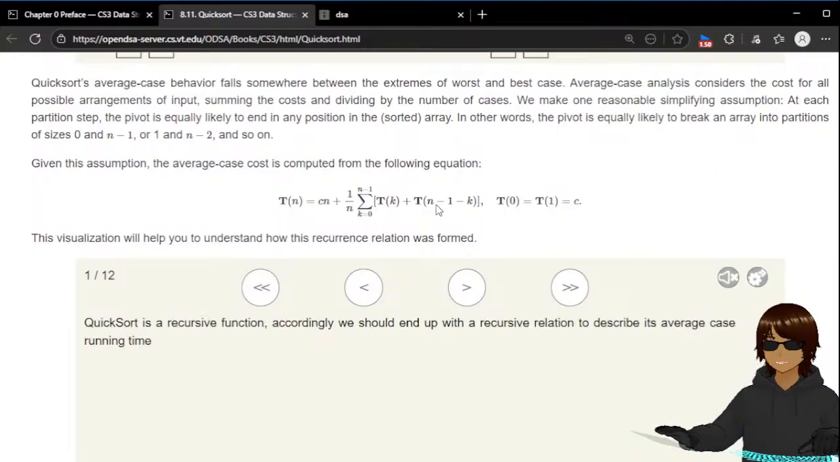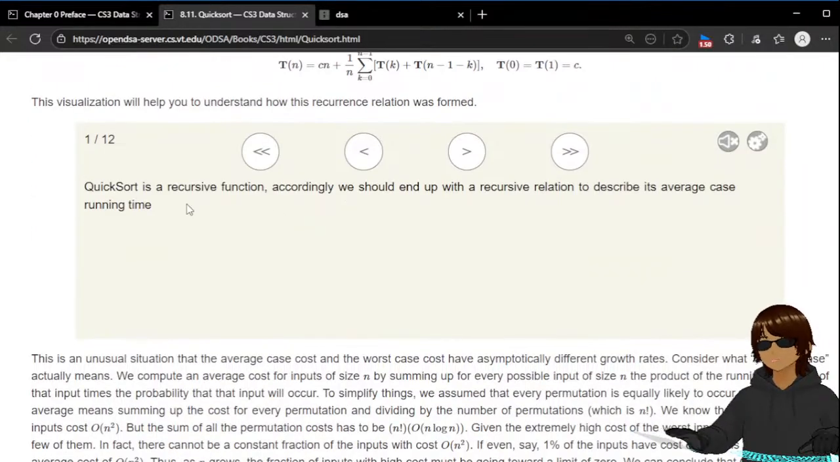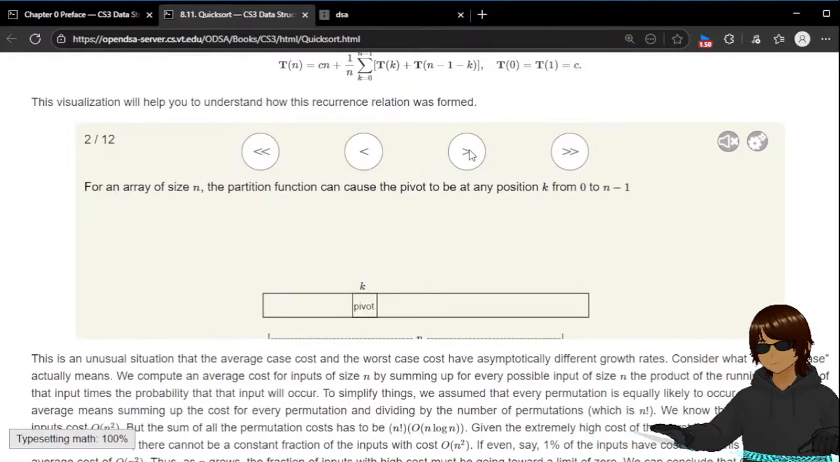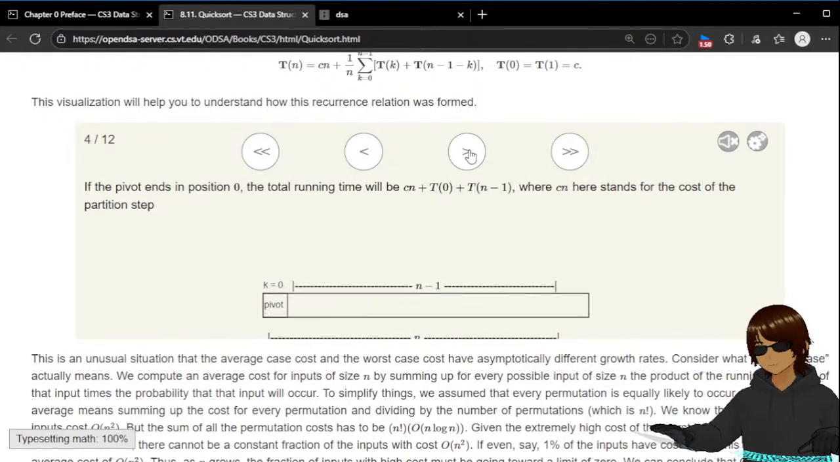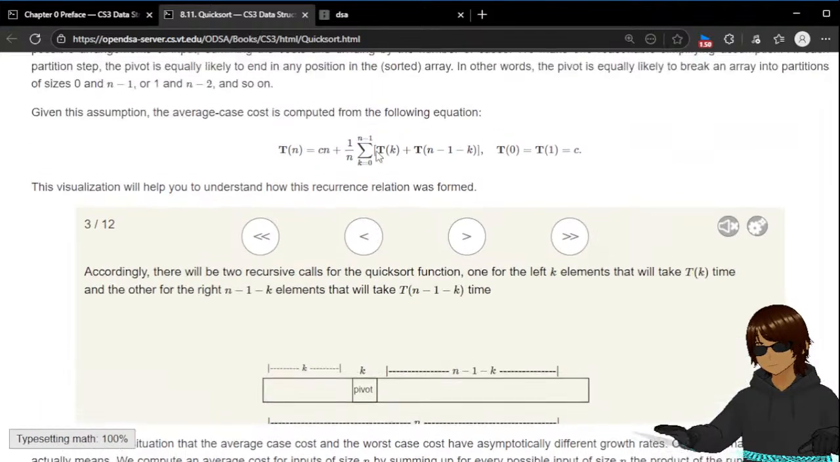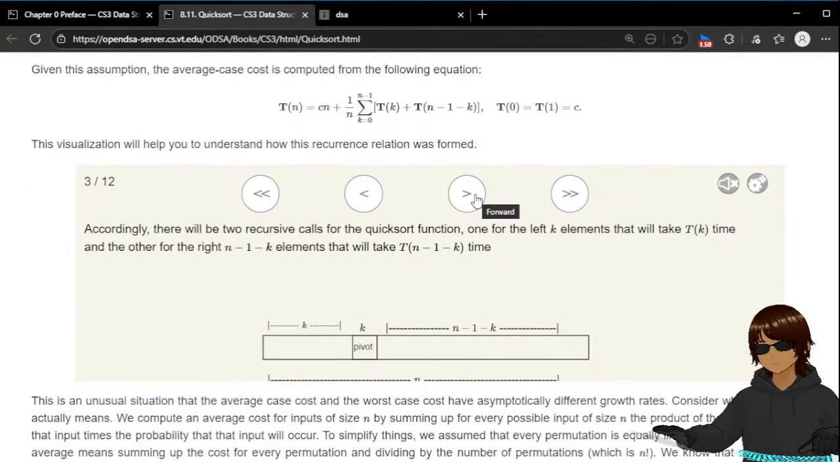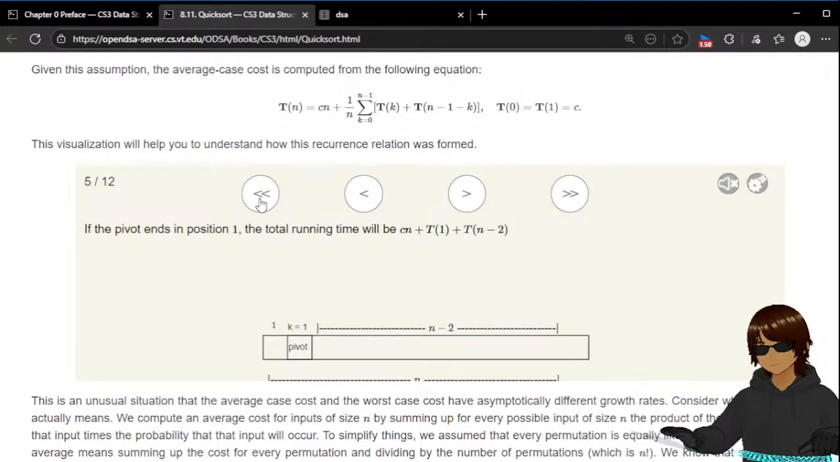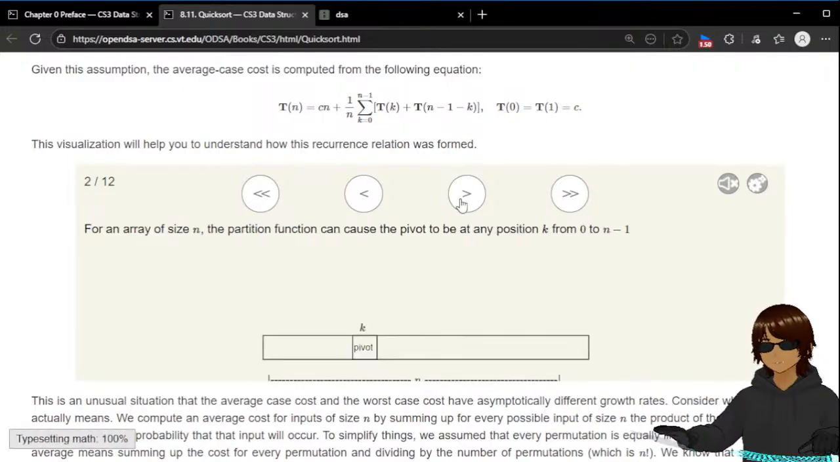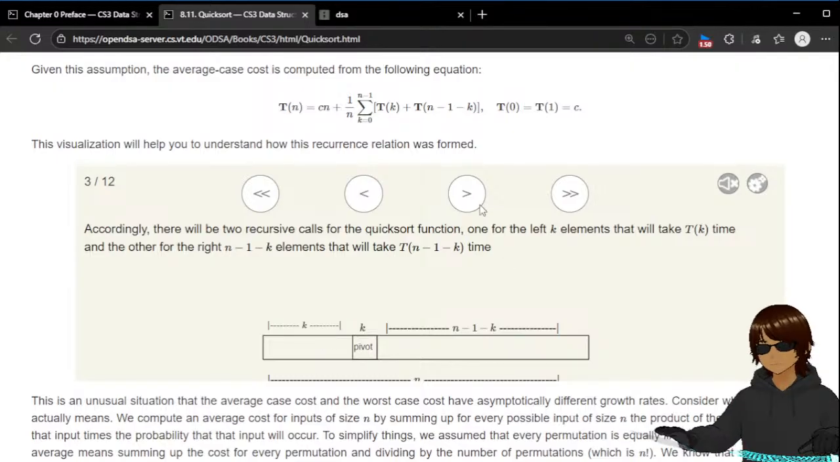Tk plus Tn minus 1 minus k, T0, T1, C. Quicksort is a recursive function. Accordingly, we shall end up with a recursive relation to describe its average case running time. Average case cost is computed from the following equation. Hold on. So we start at random k, any position k from 0 to n minus 1, and it divides into k and n minus 1 minus k.